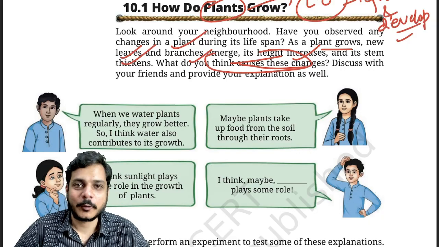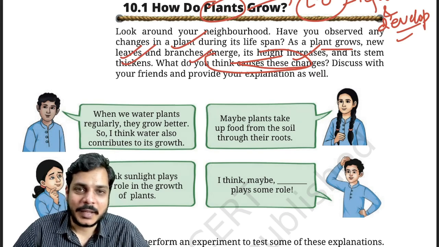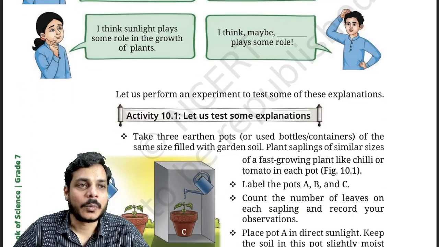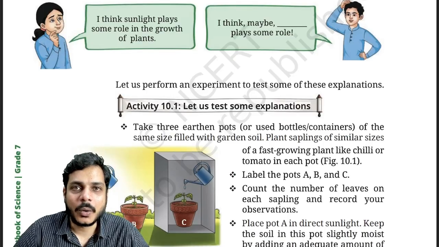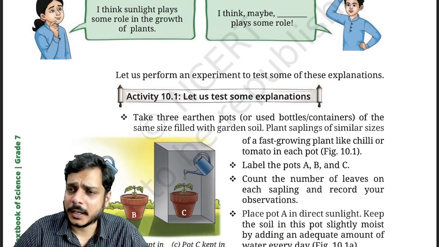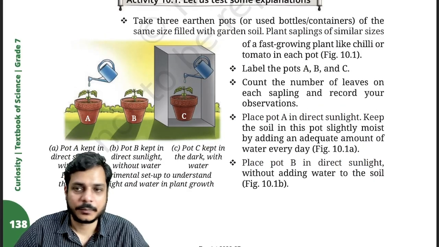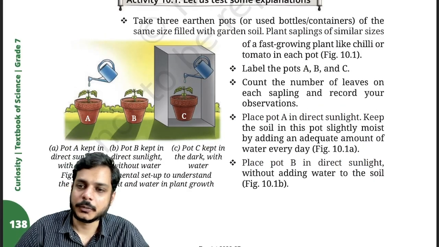So first of all, it starts with another activity, Activity 10.1. Now we are trying to see what is required, whether it is sunlight, water, or soil. So let us see this. This is an activity, I'll just explain it to you.